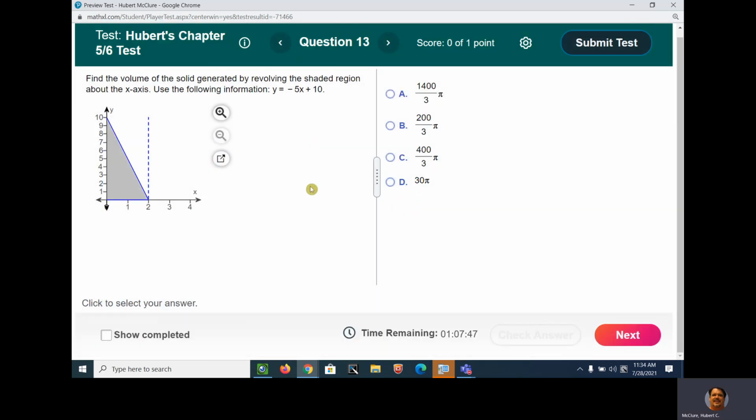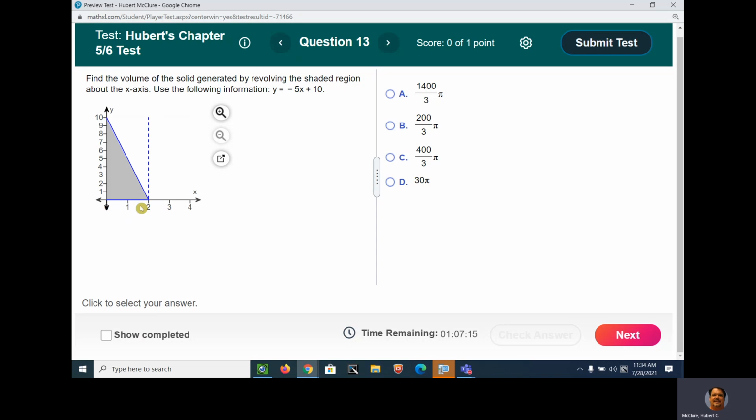Not a very difficult problem here because you're going from 0 to 2 and you're finding the volume revolving the shaded region about the x-axis. Okay, so that shouldn't be very difficult. Going from 0 to 2. I don't see anything about a shell, so that means you can actually use a disk. It's going to be a disk anyway.